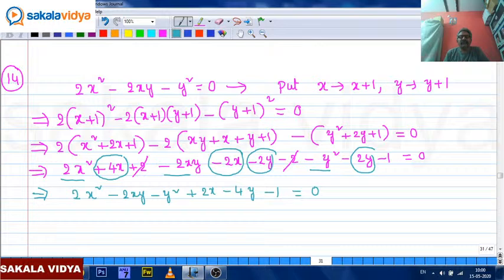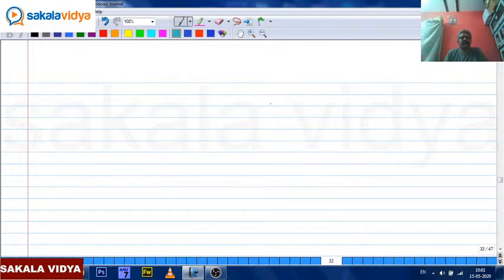So next go to 15th one. So don't worry about the options. Options depend upon the question itself only. But again I need to check it now. It takes a time. Okay, 15th one.